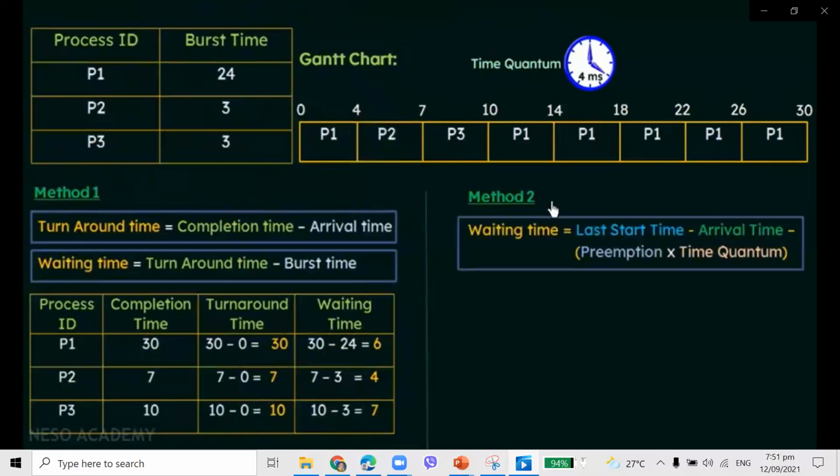Here the formula that we have is waiting time equals last start time minus the arrival time minus preemption into time quantum. This formula may look long, but it is very easy. Let's explain it. Last start time means the last time that the process started its execution.